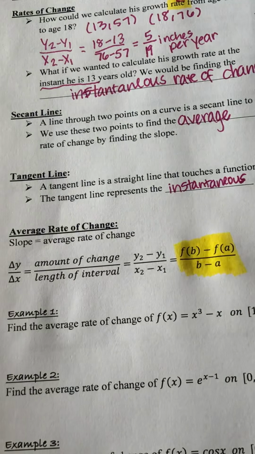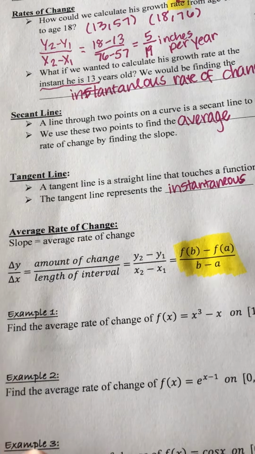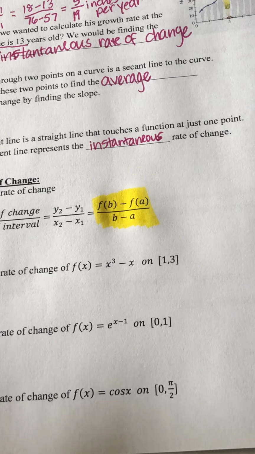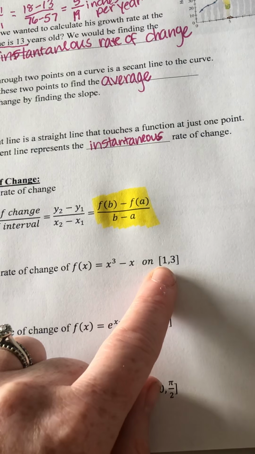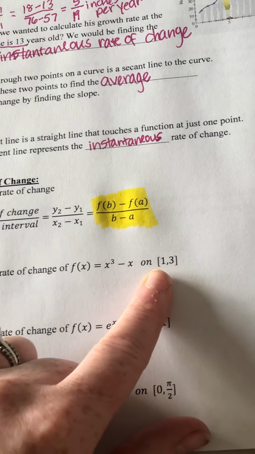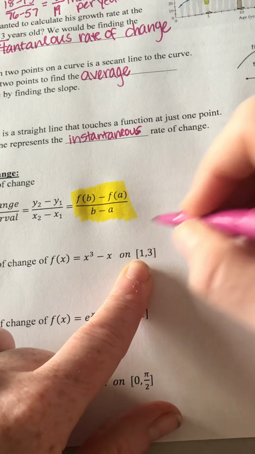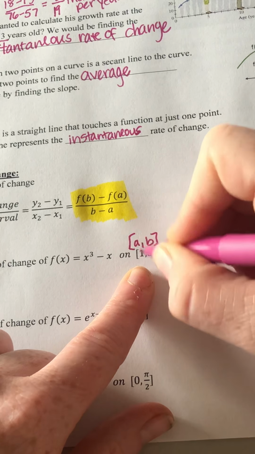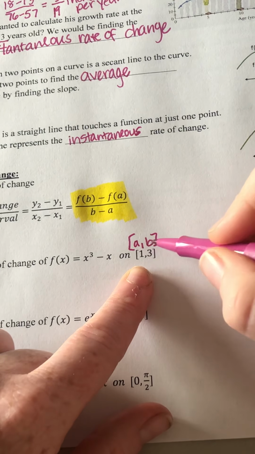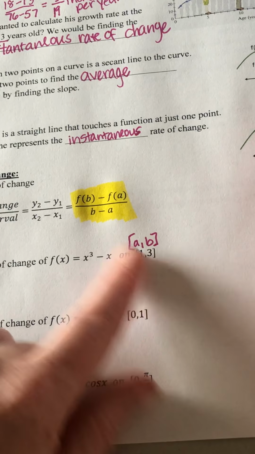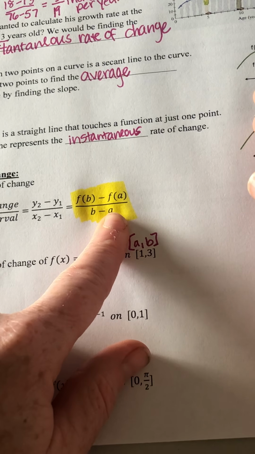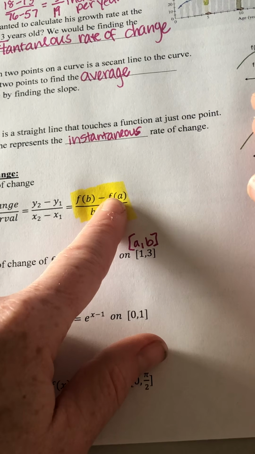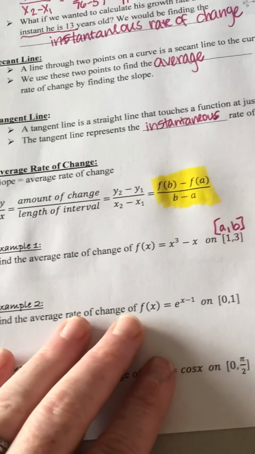We're given functions, okay? So, for example 1, let's find the average rate of change of f of x equals x to the third minus x on [1, 3], okay? So [1, 3] is my interval. That would be A to B. So wherever I see A, that's representing 1, and wherever you see B, that's representing 3. So we have B and A, but we don't have f of B and f of A yet. So that's what we're going to have to find.